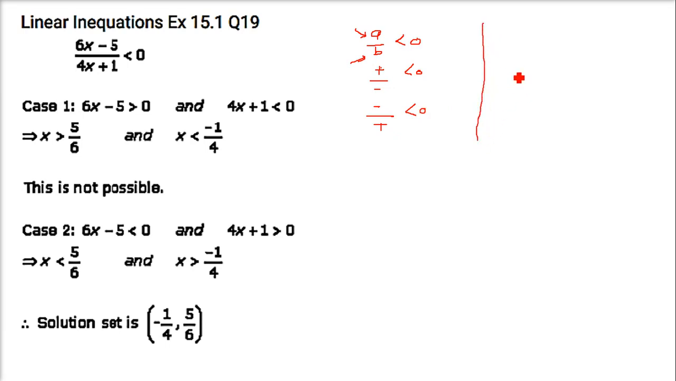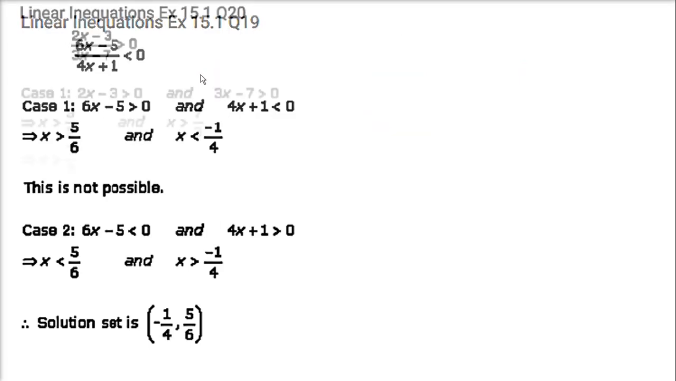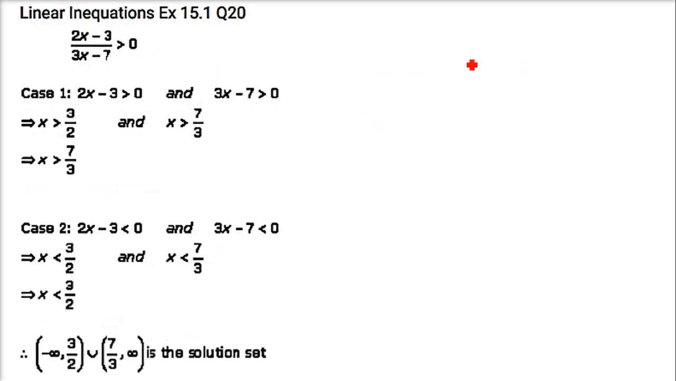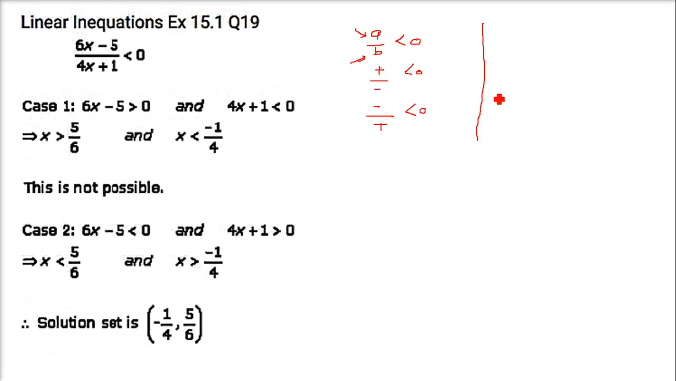And the next case, which is going to come in the next question like this question. So here the scenario will be, if a by b or p by q is greater than 0, so this will be positive, this will be positive, then only it can be greater than 0. Or this will be negative, this will be negative, minus and minus.